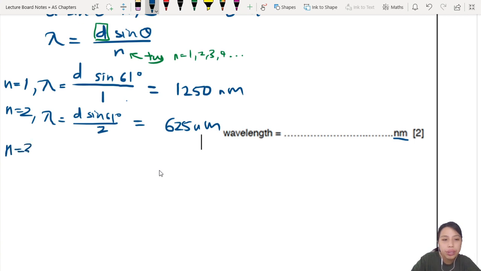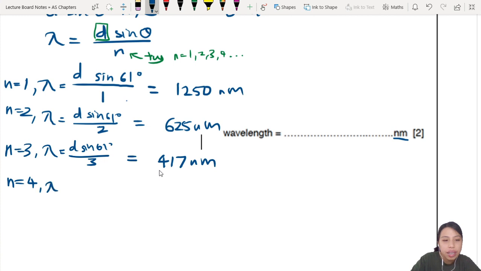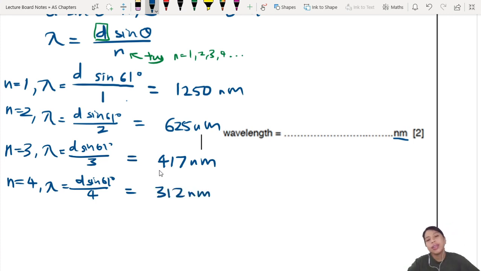Let's try n equals 3. d sine 61, do the same calculation, divide by 3 now. d sine 61 is a constant. This one will give you 417 nanometers. Let's go one more just in case. Lambda equals d sine 61 over 4. This will give you 312 nanometers. Okay, I'm going to stop there.